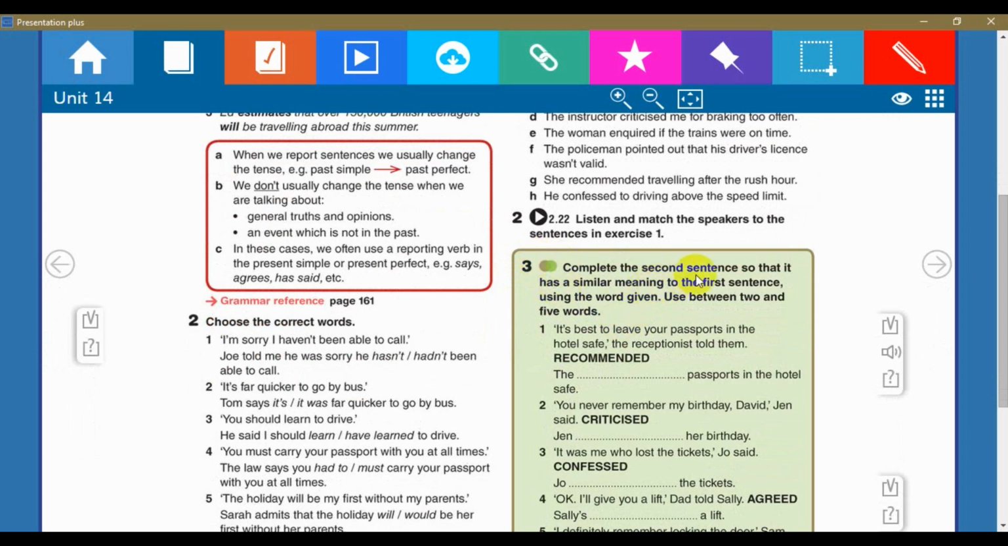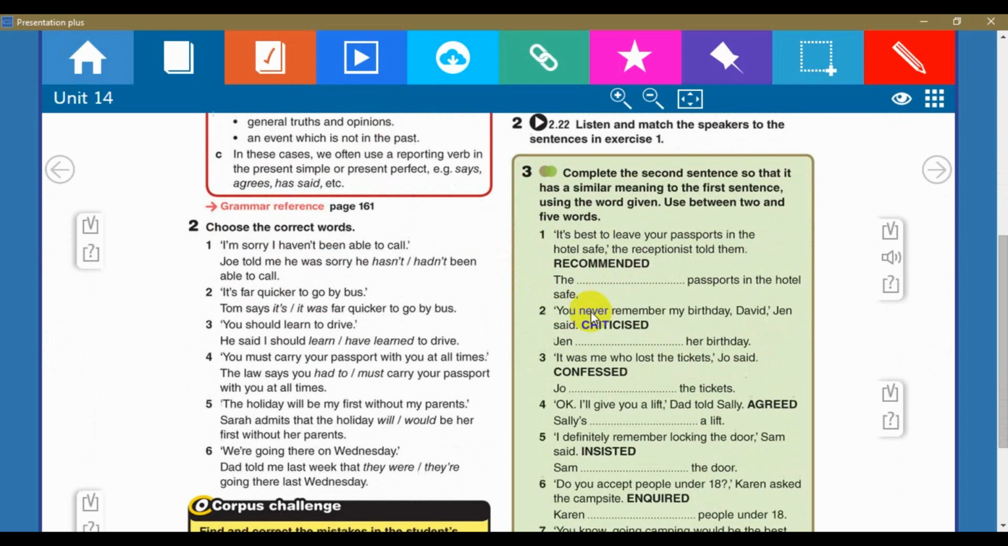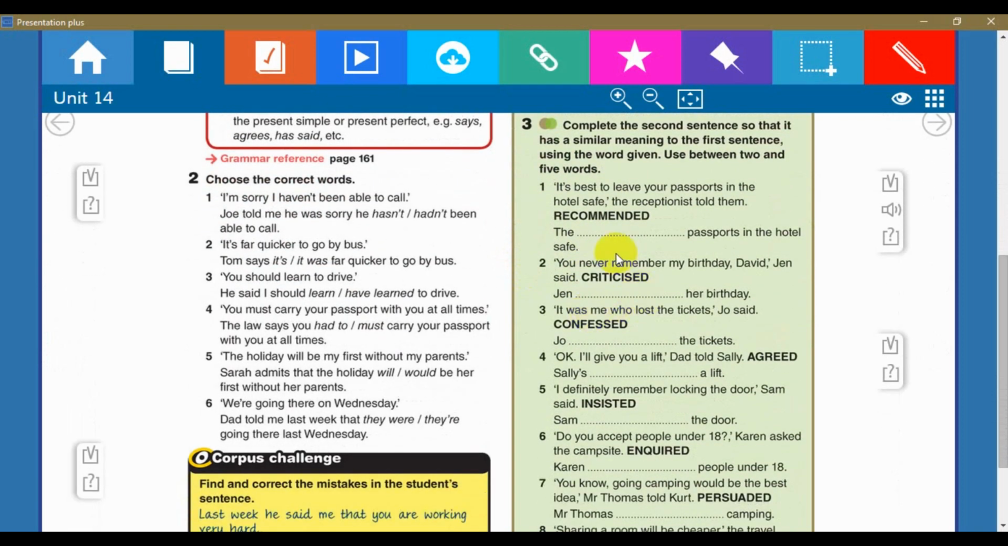It says, complete the second sentence so that it has a similar meaning to the first sentence using the word given. Use between 2 and 5 words. So this is for vocabulary. We already have done some of these exercises in class, and you are going to do it as well in here. You need to complete these blanks with a word that means the same as this one.